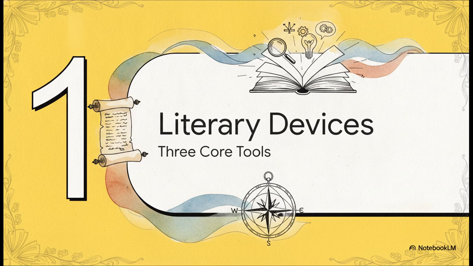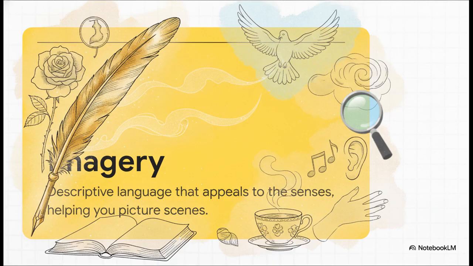All right, let's move into section 1, 3 core literary devices. So now that we know why these tools are absolutely crucial, we're going to look really closely at 3 specific flavors an author adds to their text. First up is imagery. Now, I want you to imagine that you are literally painting a picture.